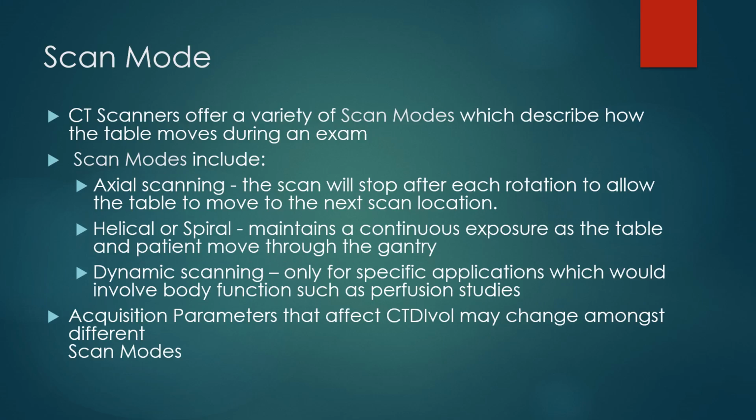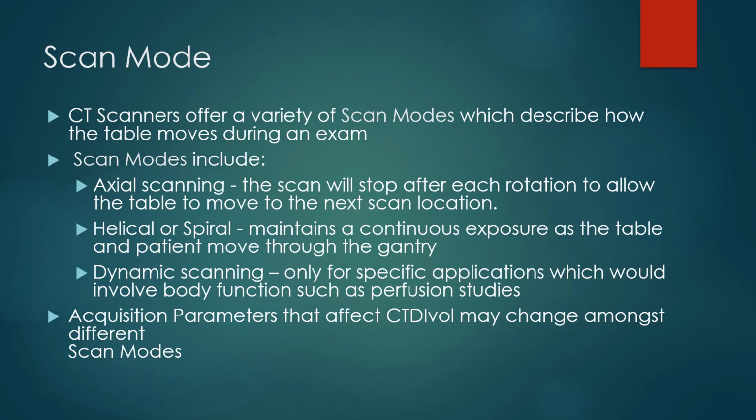CT scanners offer a variety of scan modes which describe how the table moves during an exam. Scan modes used in CT include axial scanning. During an axial scan, the exposure will stop after each exposure to allow the table to move to the next position on the patient. Typically, the table movement is equal to or extremely close to the area being exposed to avoid overlap of the slices. It is a step and shoot method of scanning.